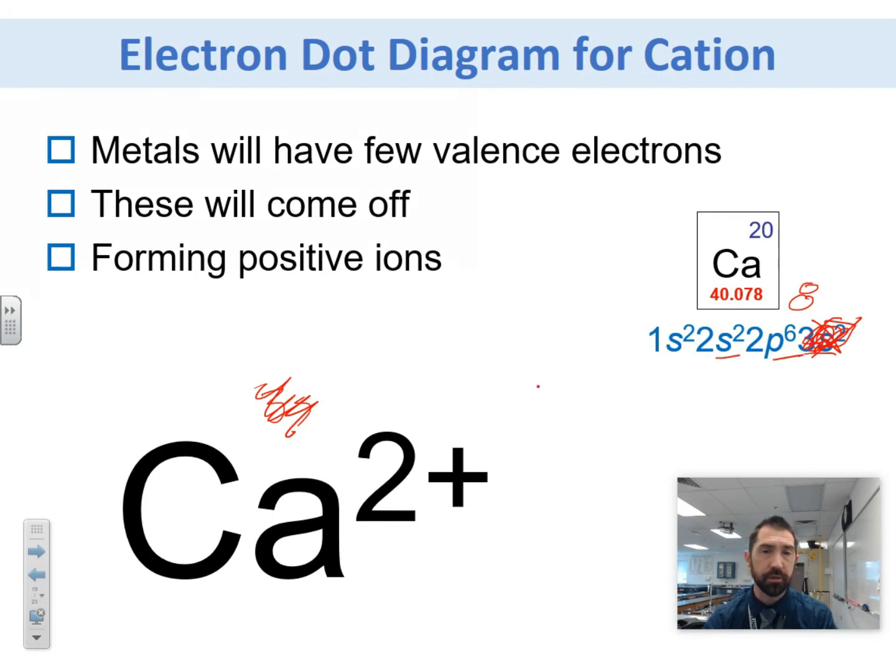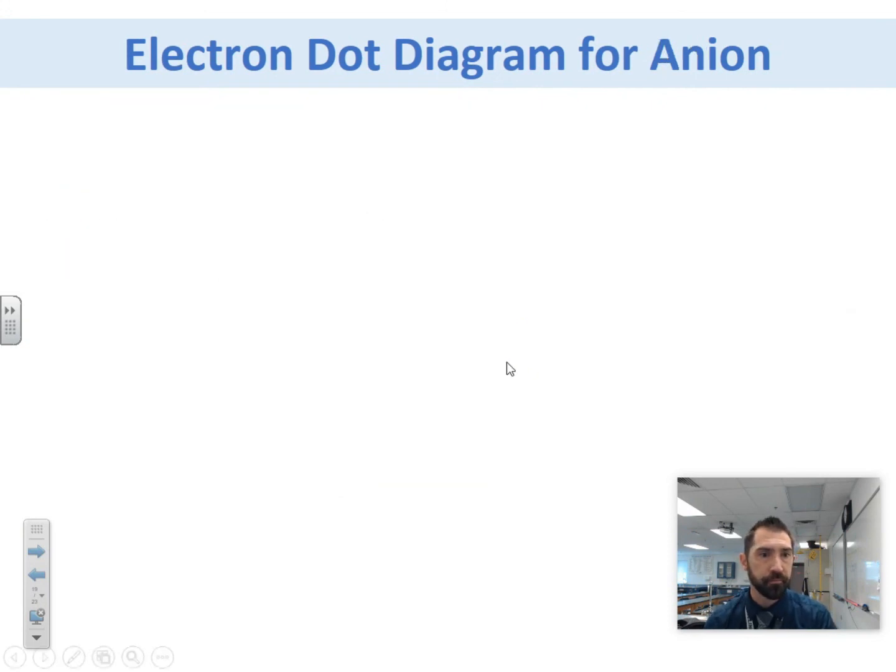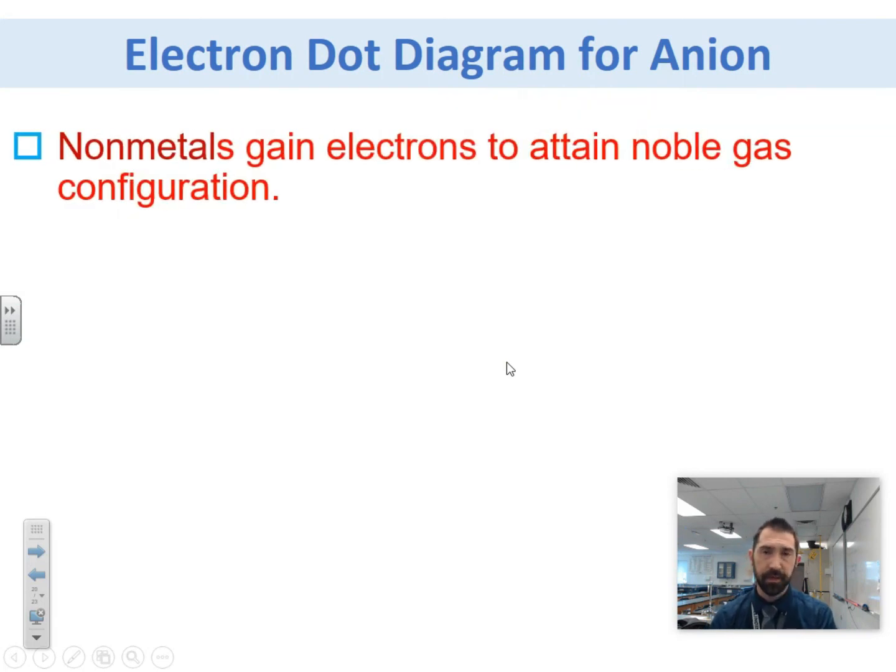So it'd be a calcium with a 2+ charge. And then finally, how about an anion? So nonmetals, and again, think about ionic compounds. We know the second element is going to be a nonmetal. Well, the nonmetals are going to gain electrons.